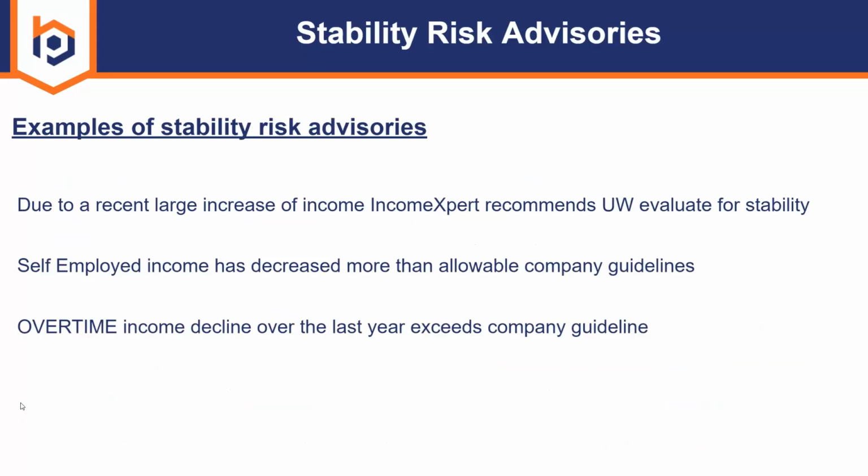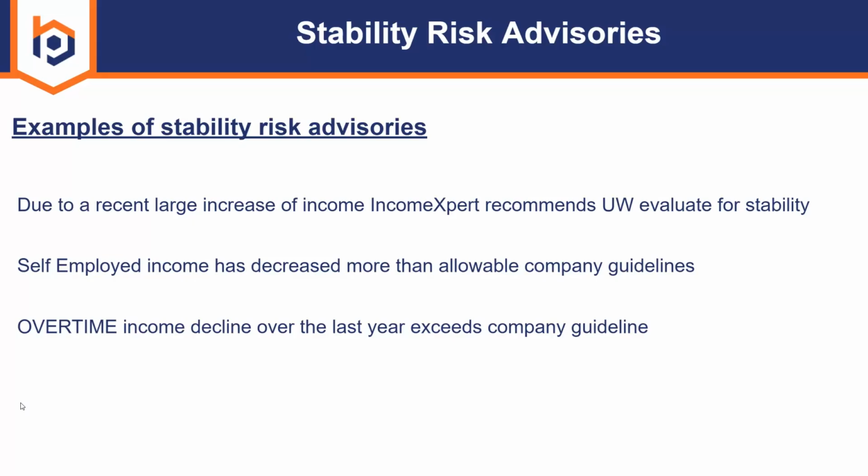Now, let's go through the examples of stability risk advisories you're going to see. Due to recent large increase in income, IncomeXpert recommends underwriting evaluate for stability. That goes with the over percentages. Once you go over 10% increase, it will advise you on what to do. Self-employed income has decreased more than allowable company guidelines. This is the advisory you'll see when the decline is over 10%.